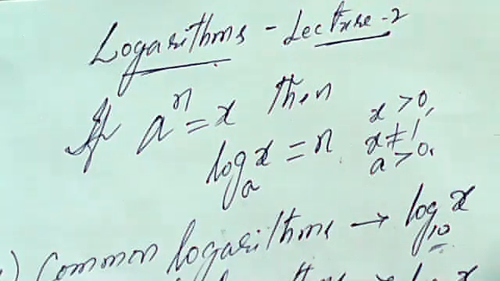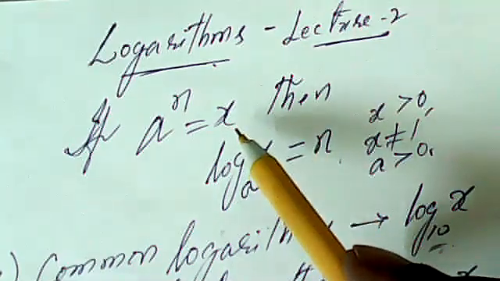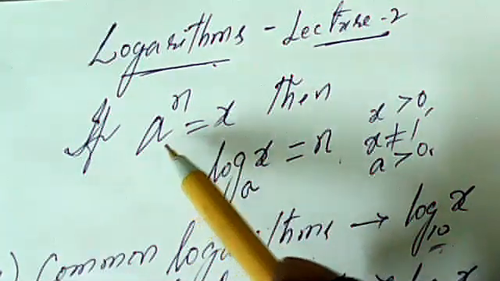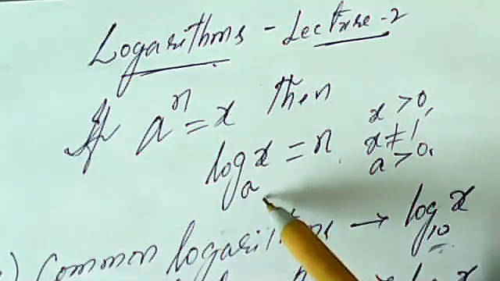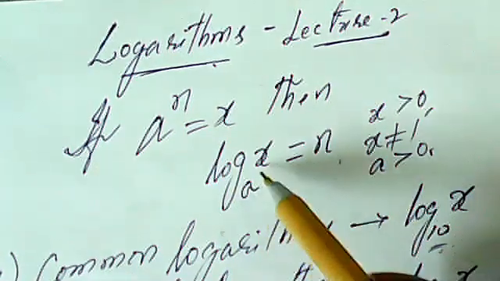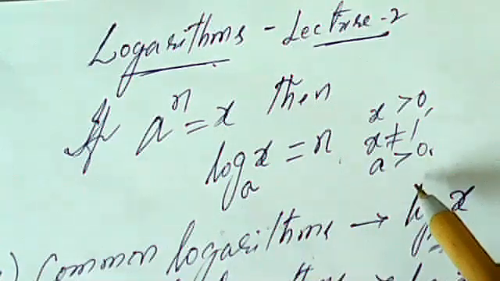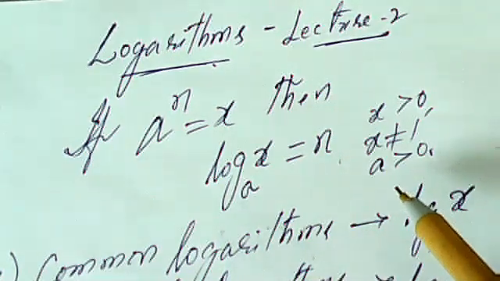In the last class, you have seen the definition of logarithm, which states if a power n equal to x, then log of x to the base a is equal to the exponent, which is n, where x is a positive number greater than 0, x is not equal to 1, a is greater than 0, where x and a are real numbers.